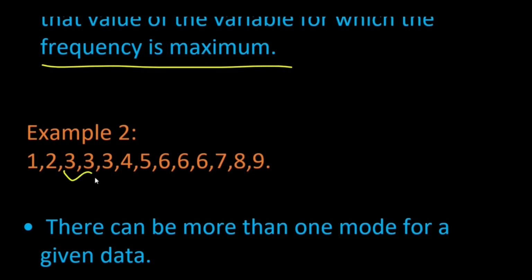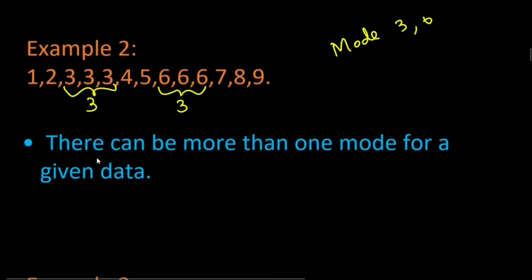Let us see another example. Here 3 is occurring 3 times. 6 is also occurring 3 times. All other observations are occurring only once. So in this data, we have two modes. Modes are 3 and 6. There can be more than one mode for a given data. There can be two modes, three modes, or any number of modes for a given data.